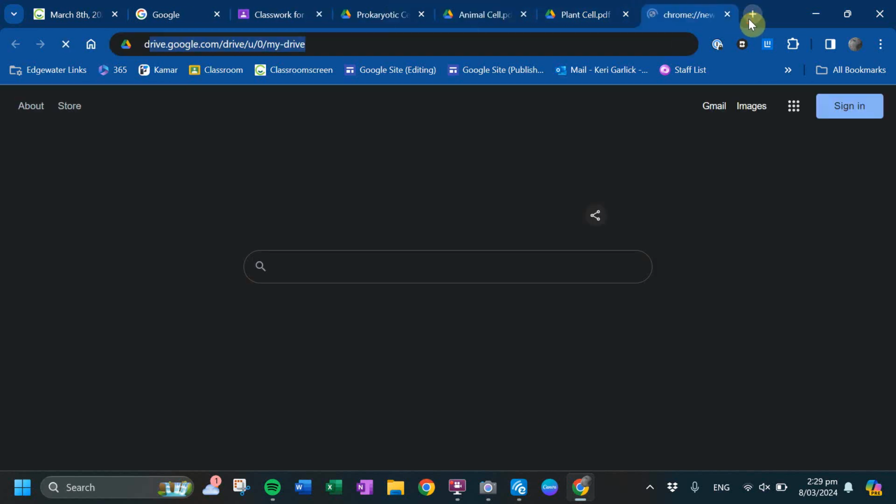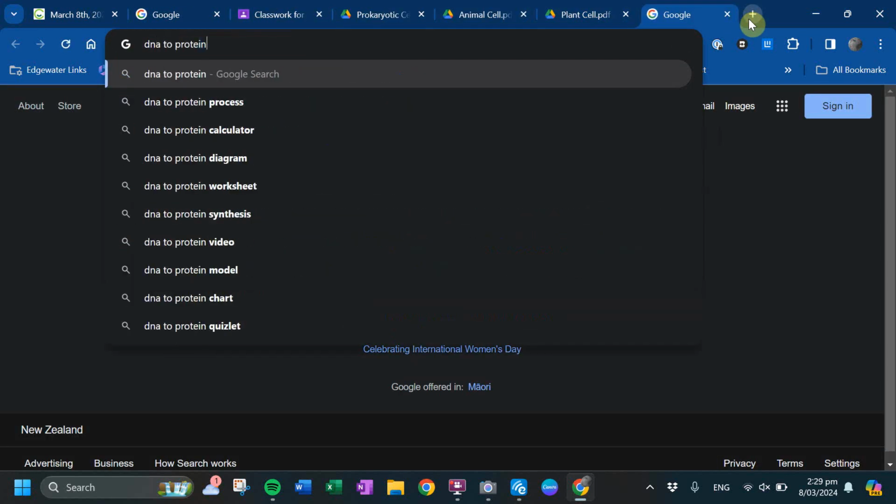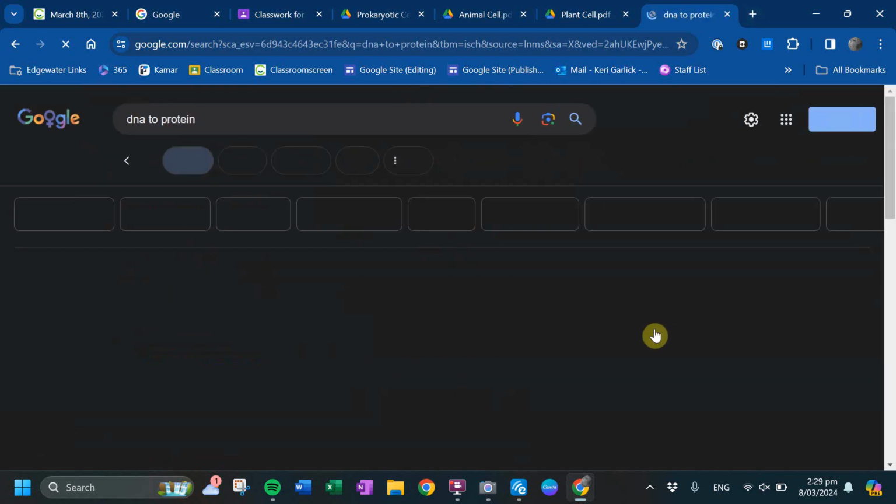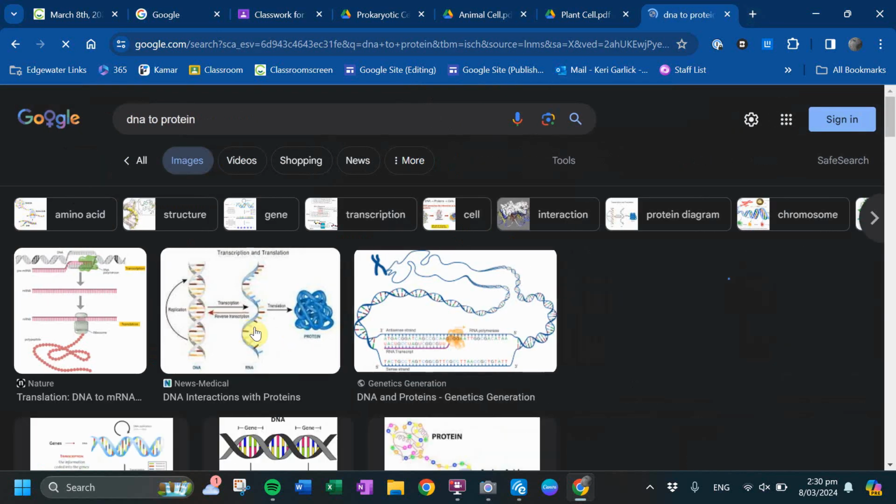When we talk about DNA to protein, let me see if I can find you an image on that, just so you can think of it. There we go. All right.